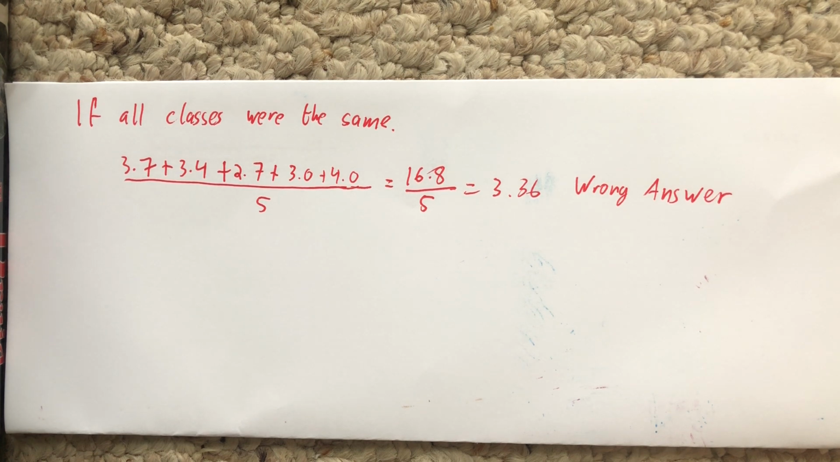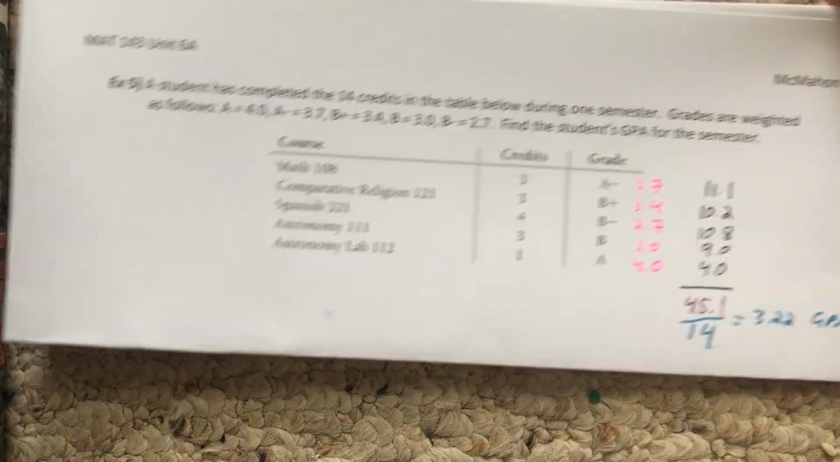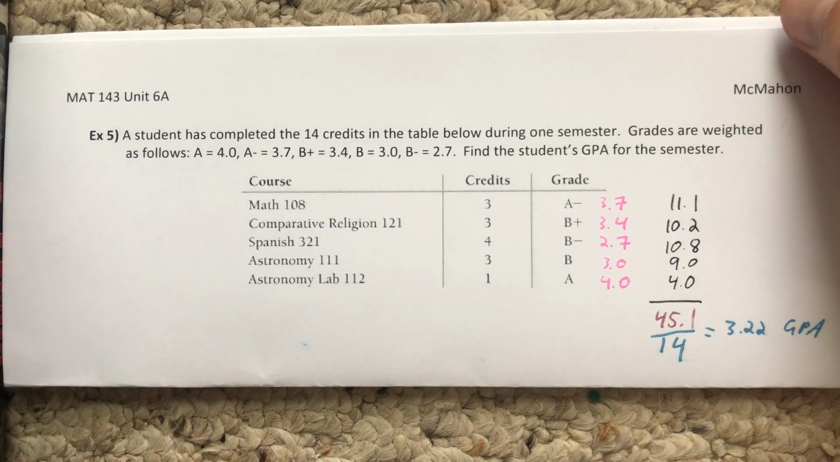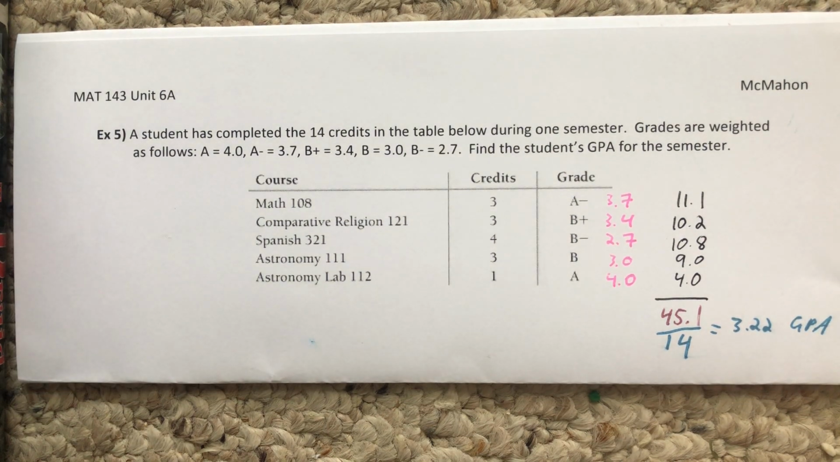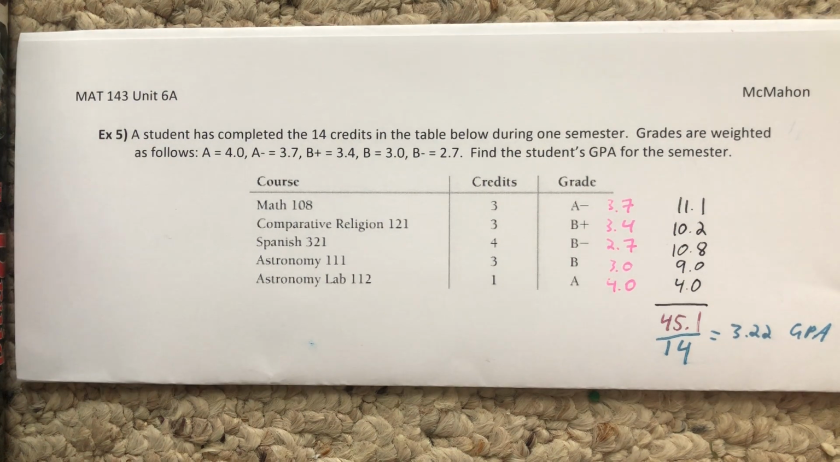That is the wrong answer. Do not do that with a weighted GPA. You will get it wrong. But it does show you kind of the difference between it. If they were all the same, it would be 3.36. However, because they got their lowest grade in their most credit hours and their highest grade in their lowest credit hours, it did drop their GPA to 3.32. All right, that is everything you need to know for Section 6A.